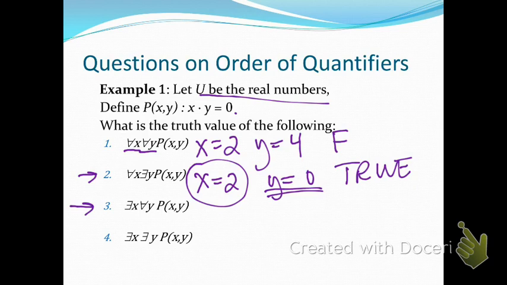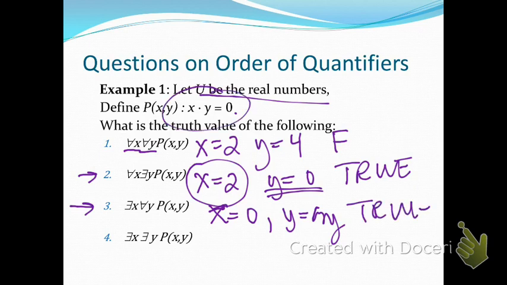This next one: there exists an x such that for all y. Let's say x is equal to 0. So there exists an x such that any y I choose, y can be any number, when I multiply these two, this statement will hold. So this statement is true, because there exists one. So keep in mind for 2, the y that exists must be 0, and for 3, the x that exists must be 0 also.